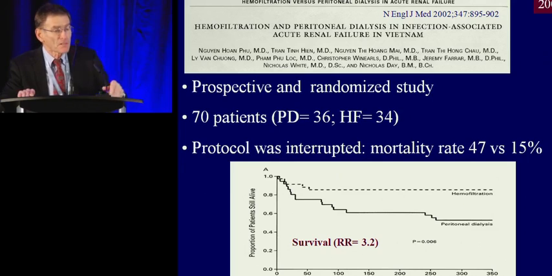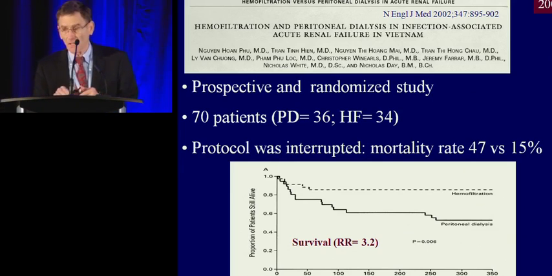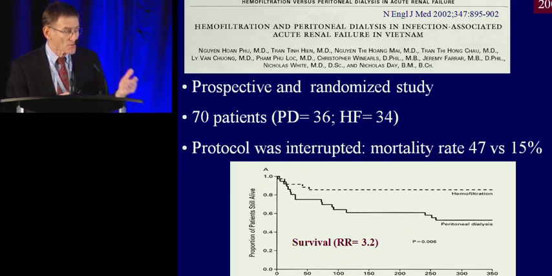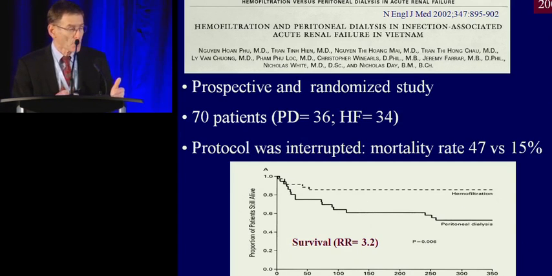The protocol was interrupted because of a higher mortality rate in those patients treated with PD. But this paper is really terrible, and it's surprising it actually got into the New England Journal. It's bad because the PD was done with a trocar, not with a cuff catheter, and in truth, cuff catheters were the standard types of catheters used at that time. The infection rate was very high in the patients treated with PD. You wonder about the techniques which were used, etc. But this was really the death knell. When this paper came out, that was it for PD for AKI.